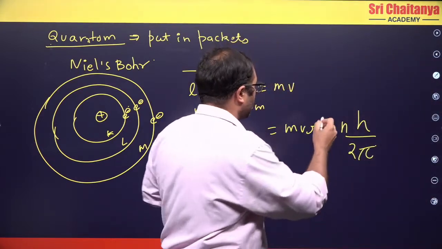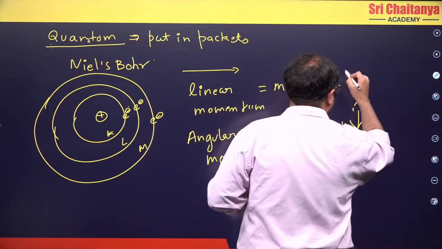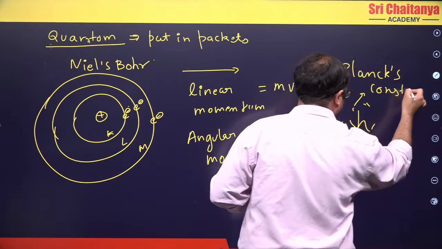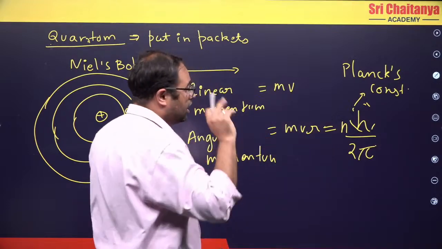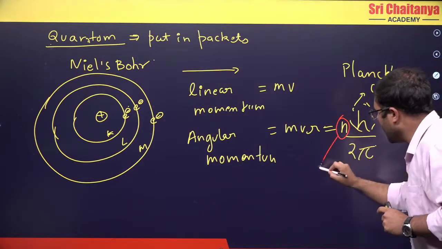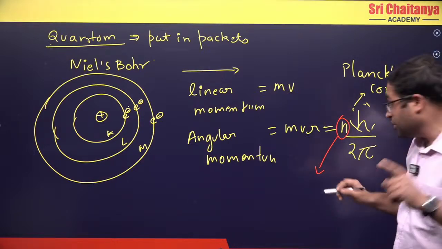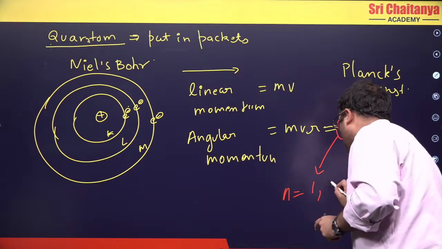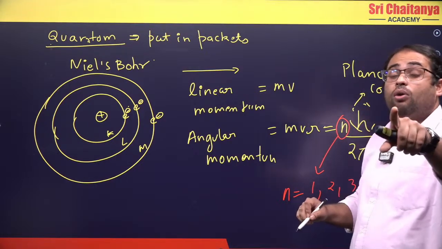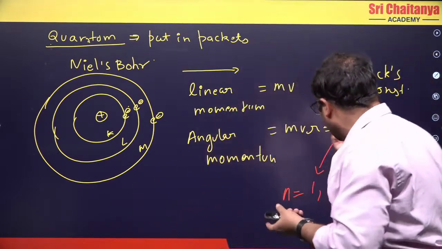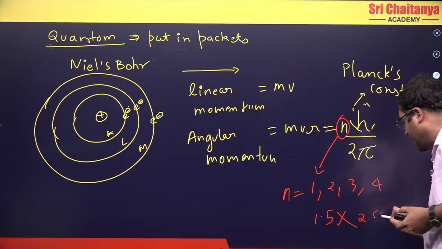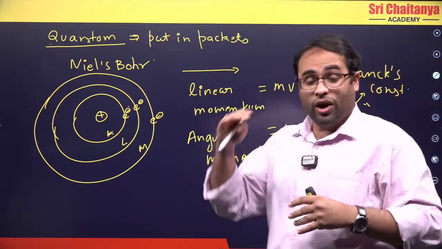Here h is Planck's constant, right? And focus your attention on n. What is n? n is a positive integer, where n can be 1, 2, 3 and 4. But n cannot be a decimal. n cannot be 1.5, it cannot be 2.5. So it has to be whole numbers.